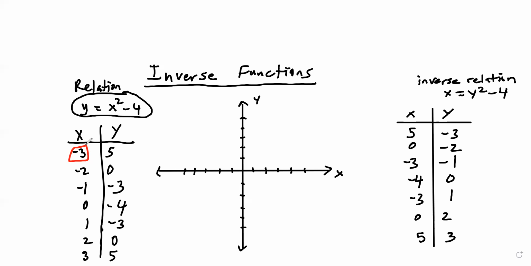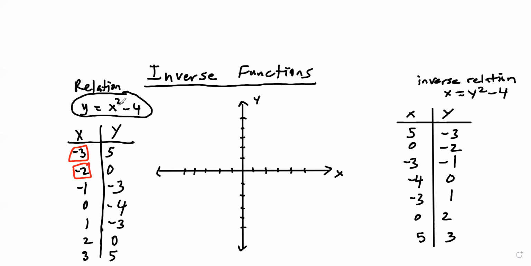-3 for x, and I plug it here, so it's -3 squared, which is 9. 9 minus 4 is 5. And I pick -2. -2 squared is 4. 4 minus 4 is 0. And I keep on doing this and generate these points for this relation. And I'm going to plot them now.